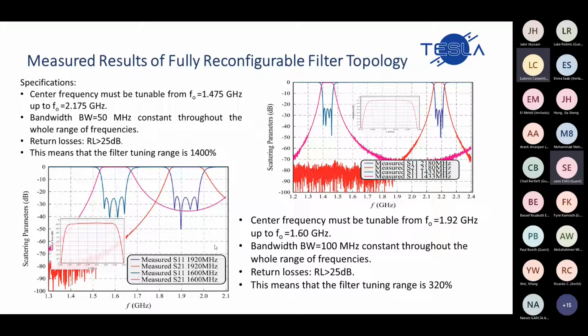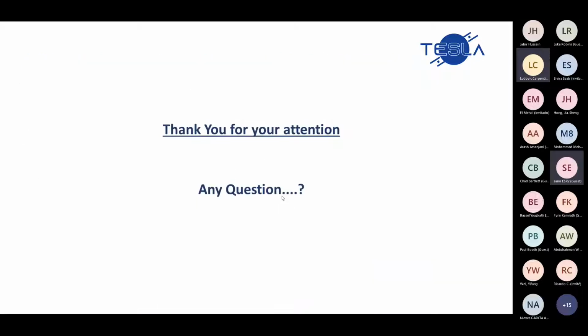Even at this stage, the insertion loss we could achieve was better than 1.25 dB throughout the tuning range. One thing we observed here is that our return loss was better than minus 25 dB throughout the tuning range. This type of topology allows the user to adapt any bandwidth between 50 megahertz and 100 megahertz throughout the tuning range. That's what we measured recently.